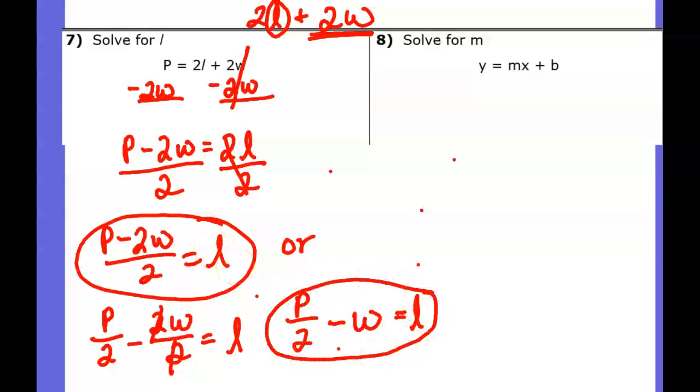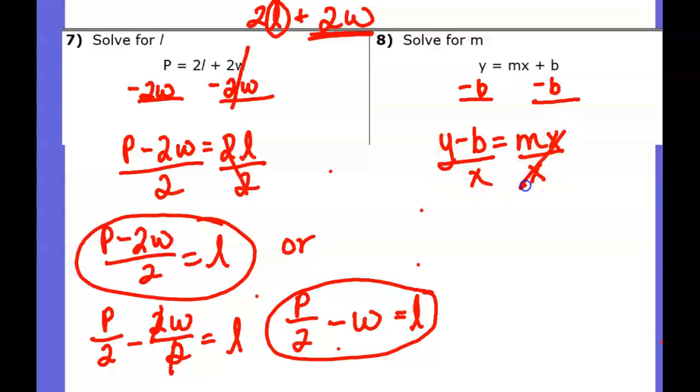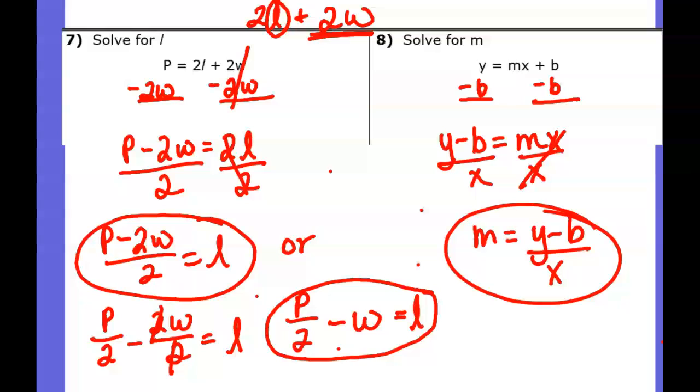Number 8, we are solving for M. Again, I've got another term here, that B, so I'm going to subtract my B first. Y minus B is equal to MX. Then I'm going to solve for M by dividing both sides by X. M is equal to Y minus B divided by X. And there's my answer.